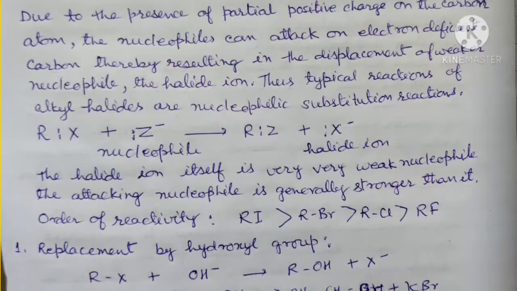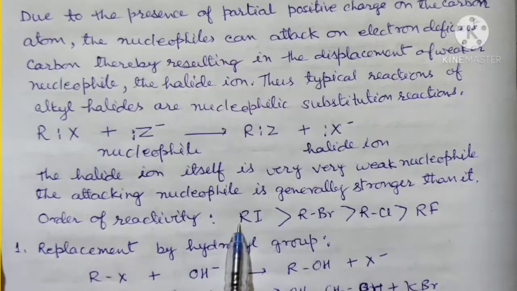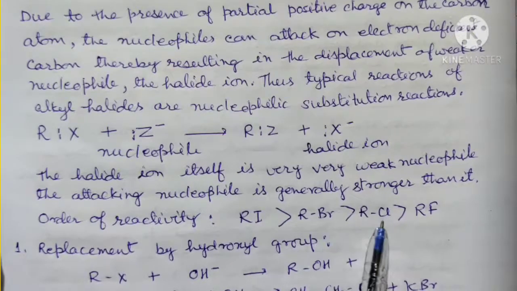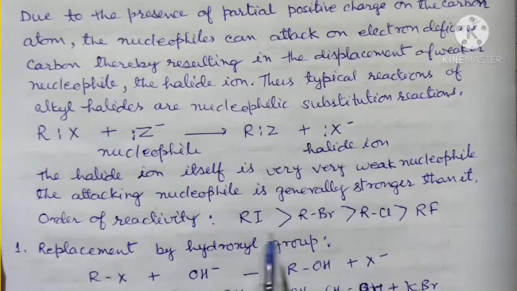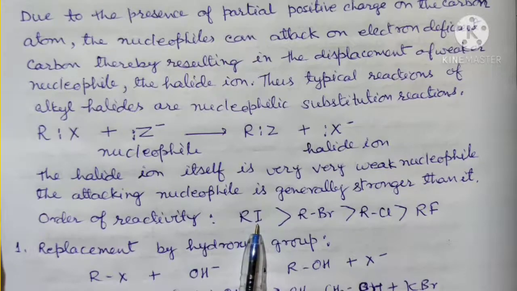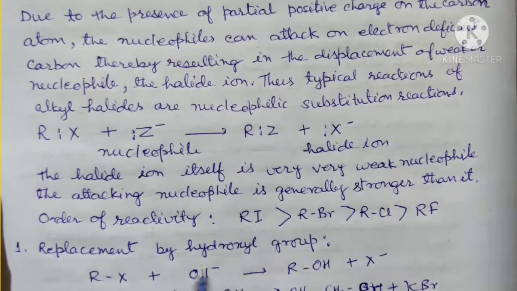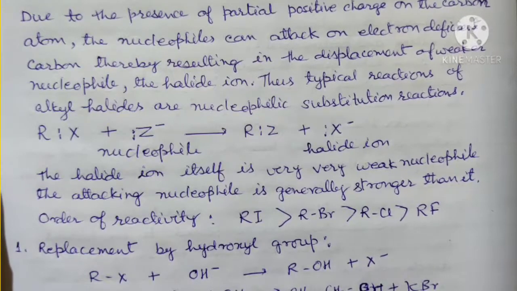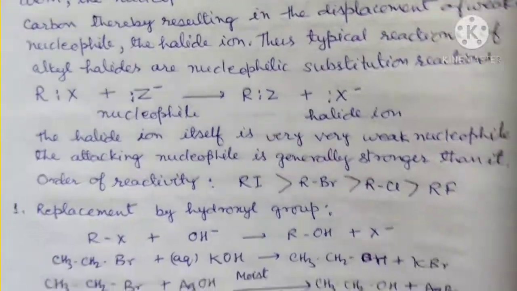So the order of reactivity will be RI, RBr, RCl and RF. On the basis of the size of the halogen atom, the C-I bond is the longest one because iodine is biggest in size, and that's why it is the weakest nucleophile and can be easily substituted. So this can be explained on the basis of the size of the halogen atom.